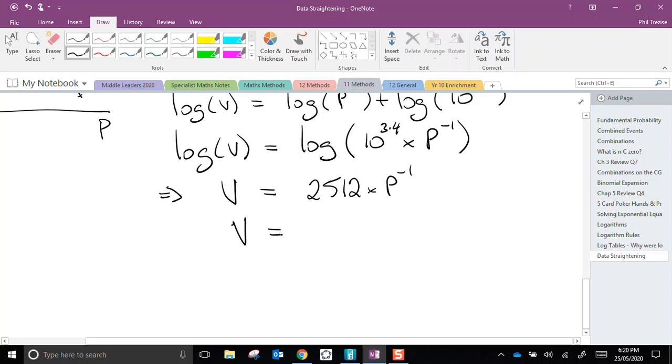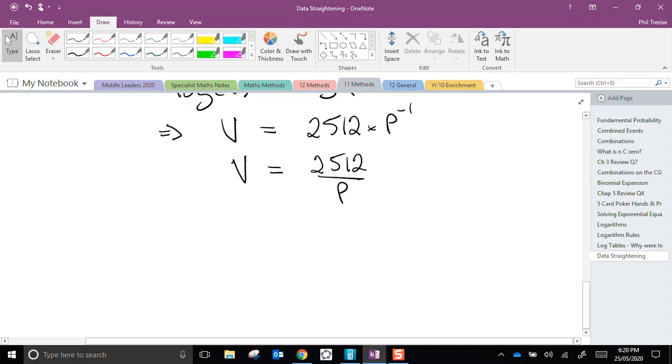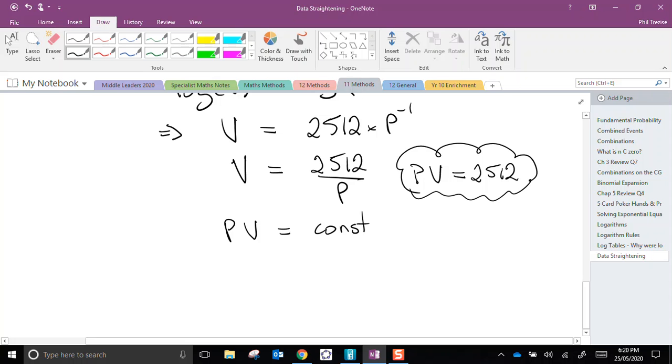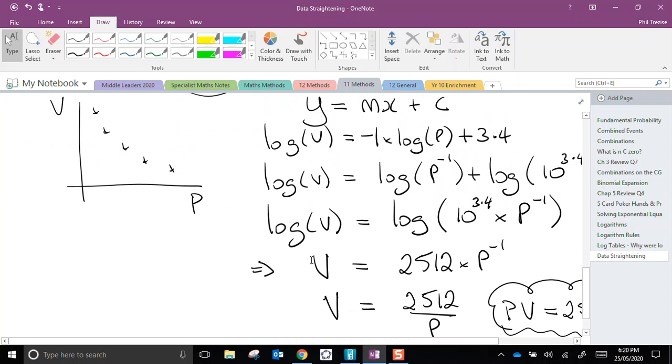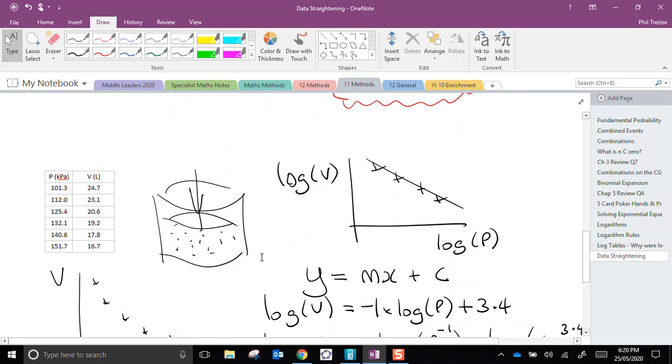It seems like my formula is going to be 2,512 divided by P, and if you know anything about the gas laws in chemistry and physics, you probably would recognise this as an instance of Boyle's law. Boyle's law said that pressure times volume equals a constant, and in this case it seems that I could write my formula as PV equals 2,512, and that certainly looks like the form of Boyle's law that I learnt when I did physics and chemistry at high school. So there is how we do data straightening.